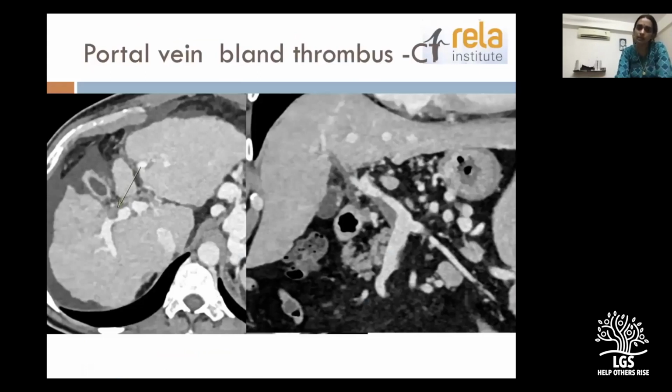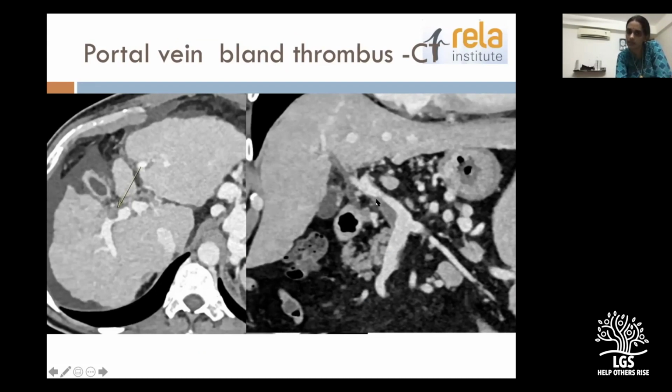Okay. Now, these are two images of bland portal vein thrombus. This is an axial section of a cirrhotic patient. We can see this eccentric filling defect here. See, the rest of the portal vein is filling nicely, whereas here, this eccentric filling defect is a bland thrombus in the right main portal vein. So this is the right portal vein, that is the left portal vein. So there's just an eccentric filling defect there.